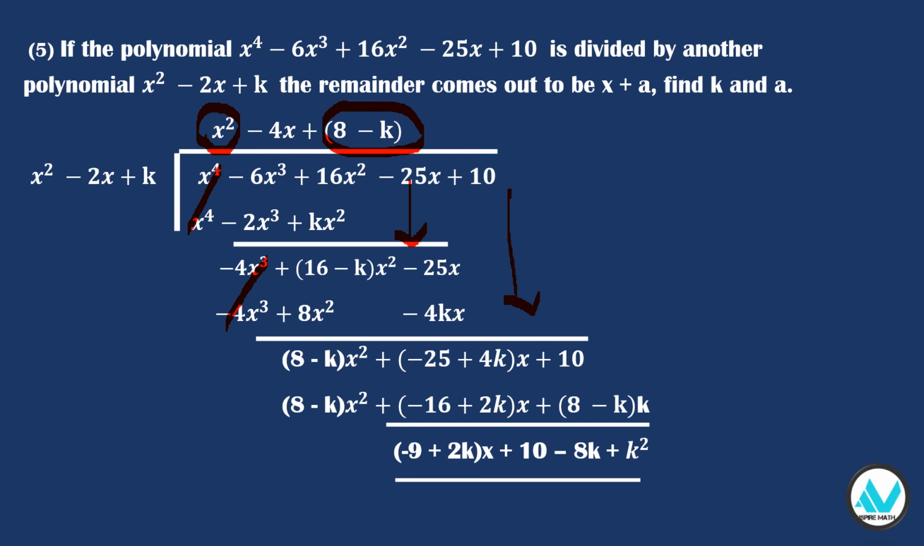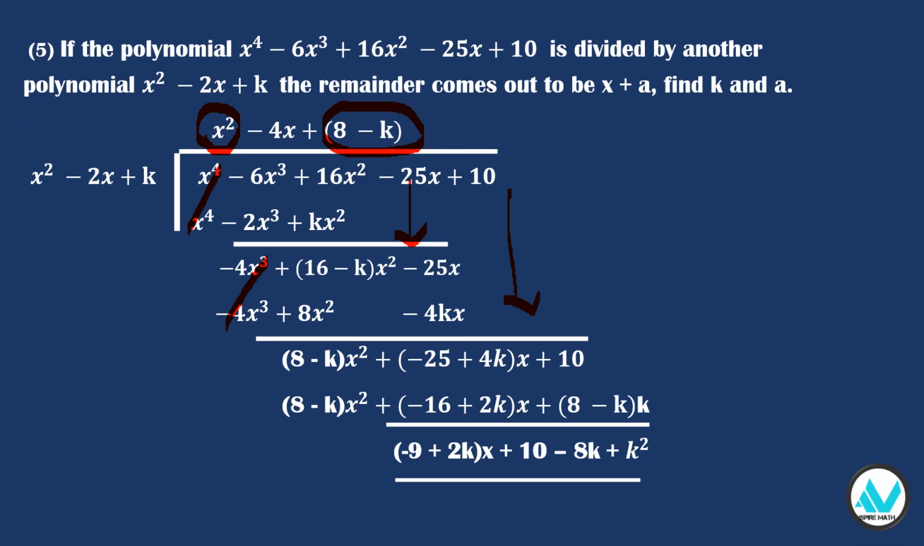So let me multiply now 8 minus k into x square. So I get 8 minus k x square. 8 minus k into minus 2, which gives me minus 16 plus 2k into x. 8 minus k into k. So 8 minus k into k I have written here.